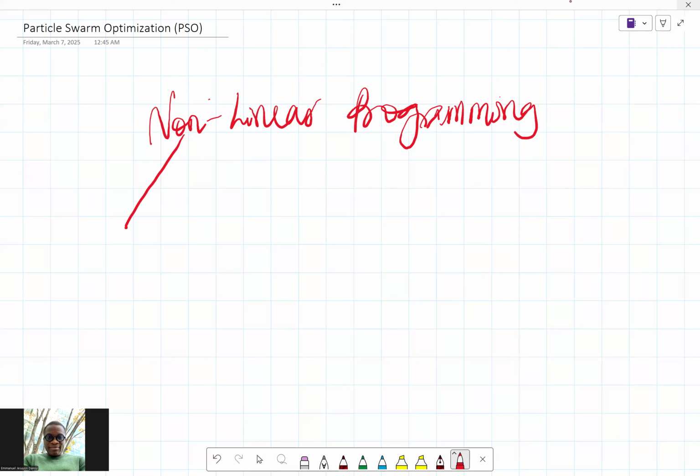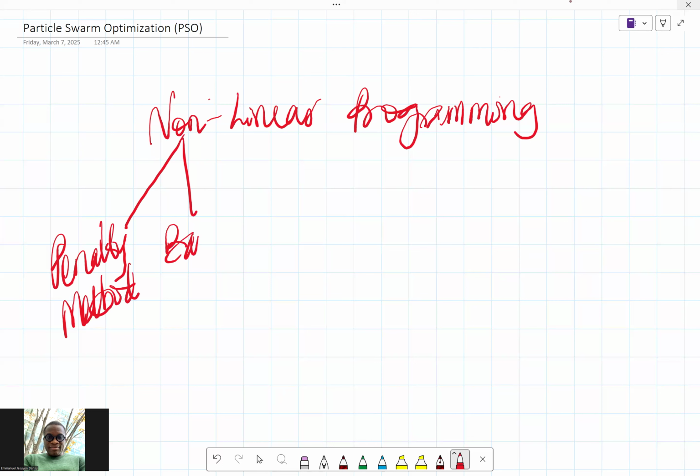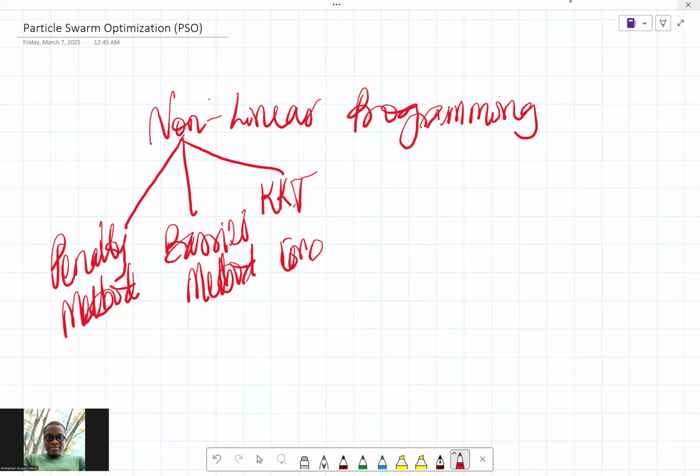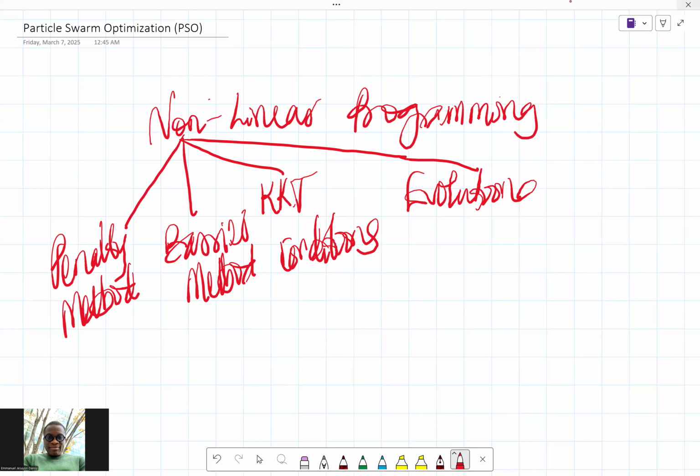We've seen the penalty method and the barrier method for solving nonlinear programs. We've also seen the Karush-Kuhn-Tucker conditions, which are the generalization of the Lagrangian multiplier. So here we're looking at the evolutionary algorithms.